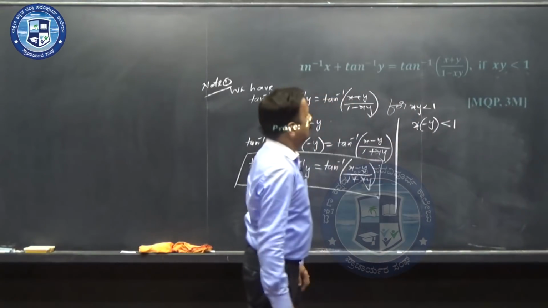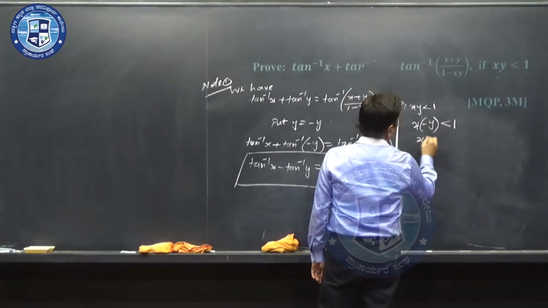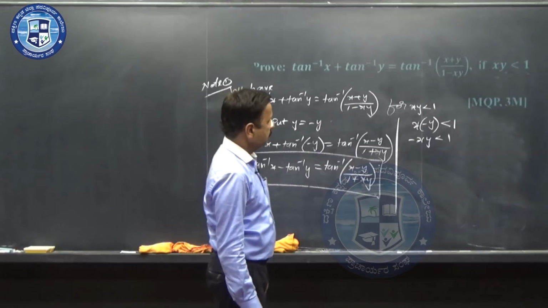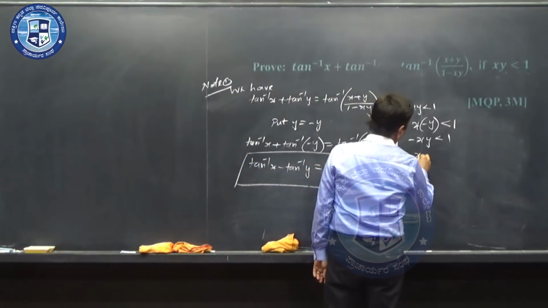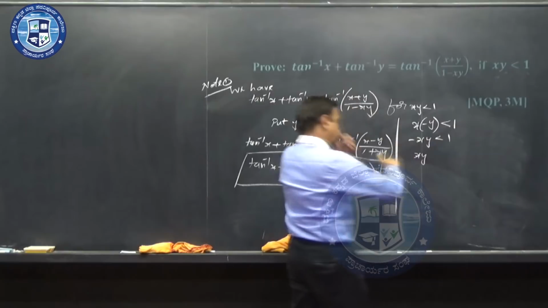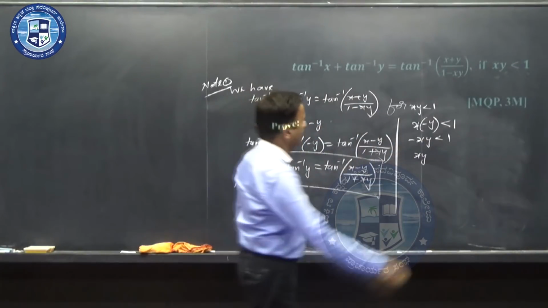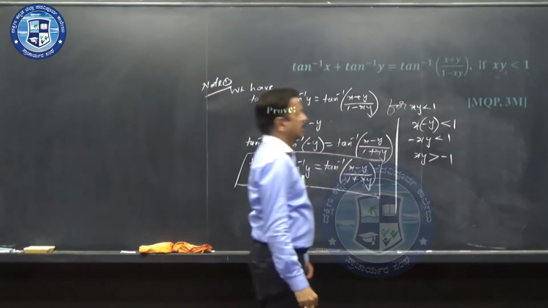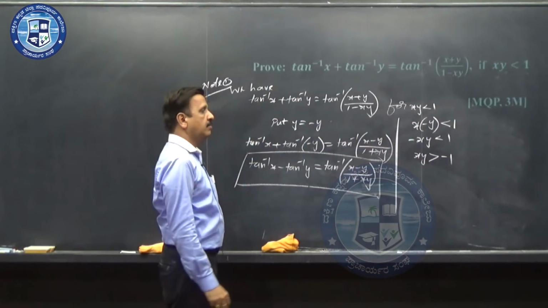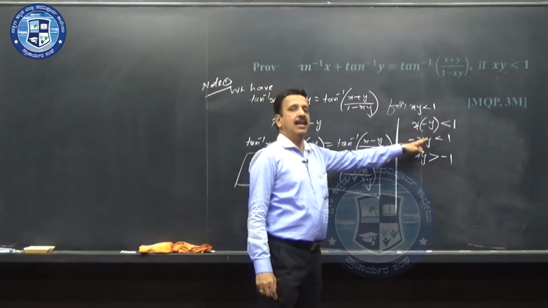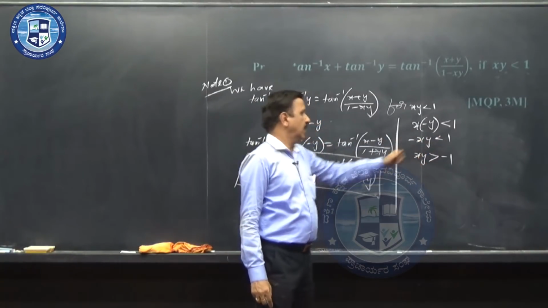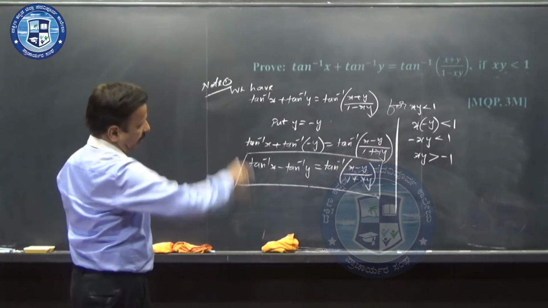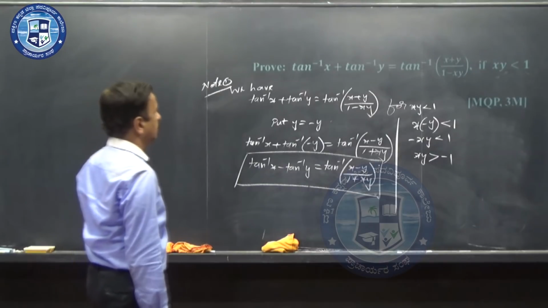So, minus xy is less than 1. Therefore, you shift this minus sign to the right hand side, xy is less than, no, this will be more than minus 1. xy is more than minus 1. So, you know inequalities, minus xy is less than 1, so xy is more than minus 1. When the minus sign is shifted there, that inequality sign will change, less than will become greater than.